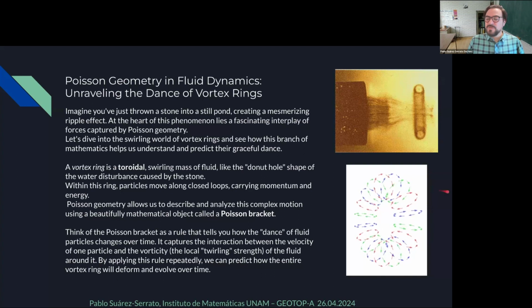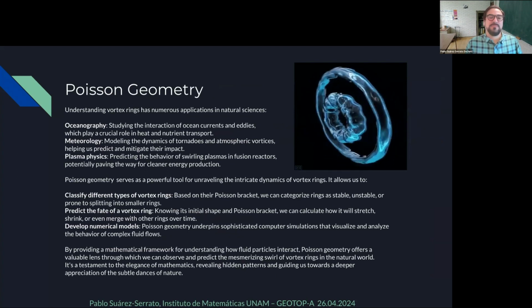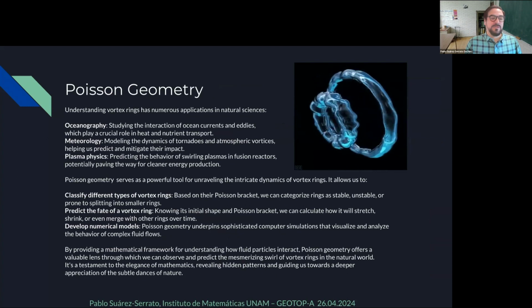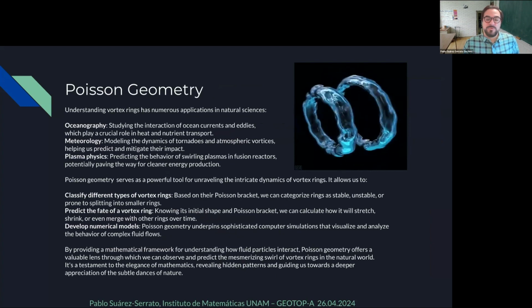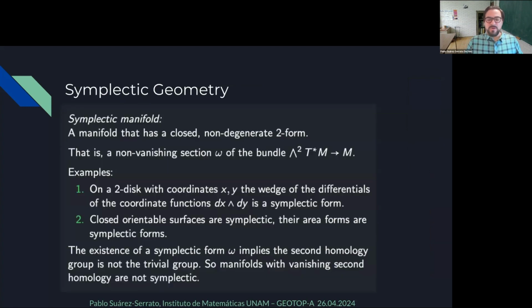I think that it describes dynamical phenomena that are interesting, and it also has very interesting geometric properties in its own right. Here we see, for example, how a vortex fluid flow would be flowing. This is actually what happens when a gun is fired and you get a vortex of air forming right around where the projectile is passing. Understanding vortex rings has very many applications in natural sciences, for example, in oceanography, meteorology, or plasma physics. So this is a powerful tool to understand different dynamics of vortex rings and classify them.